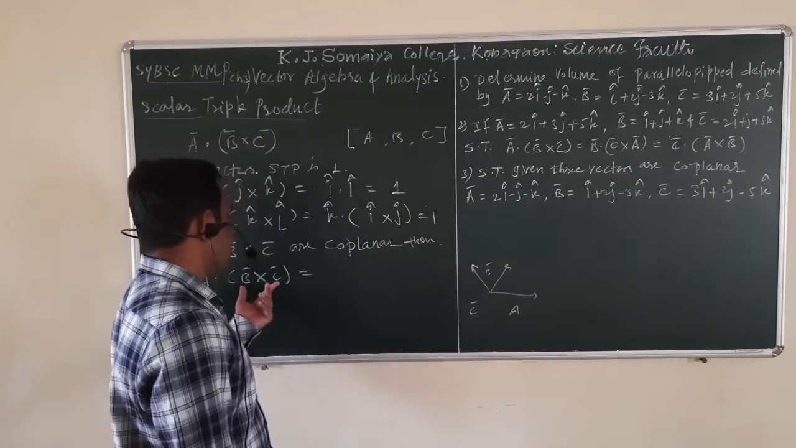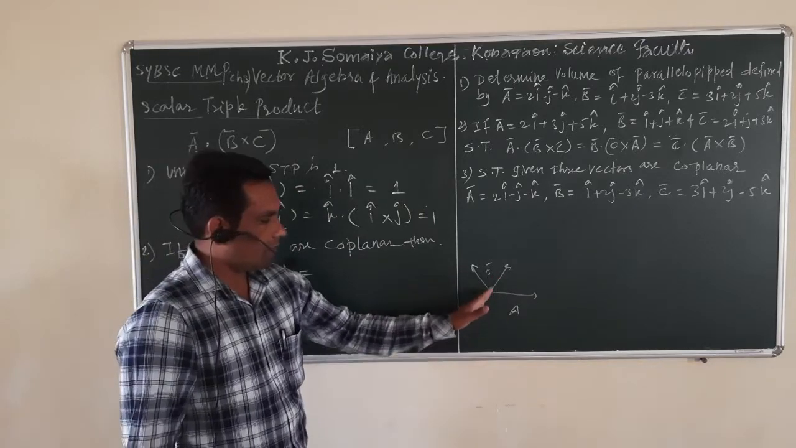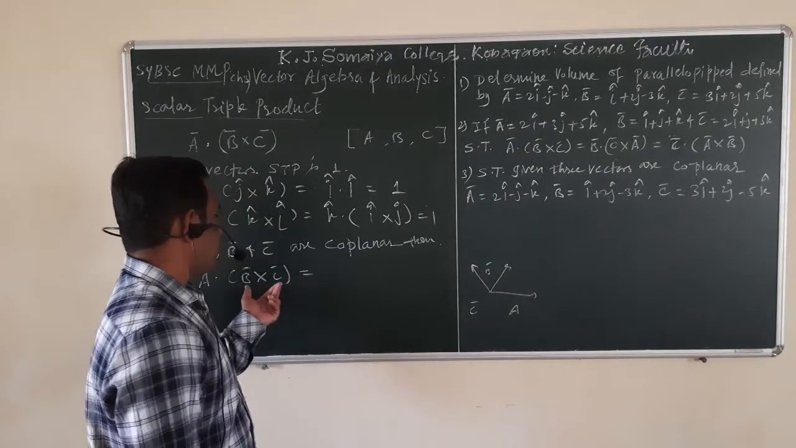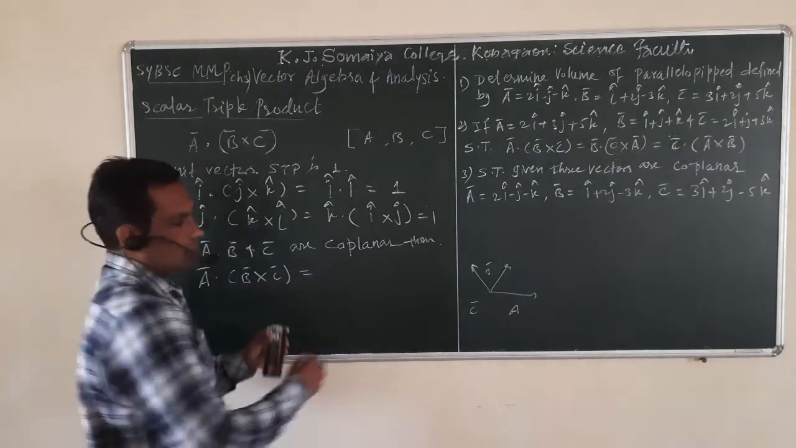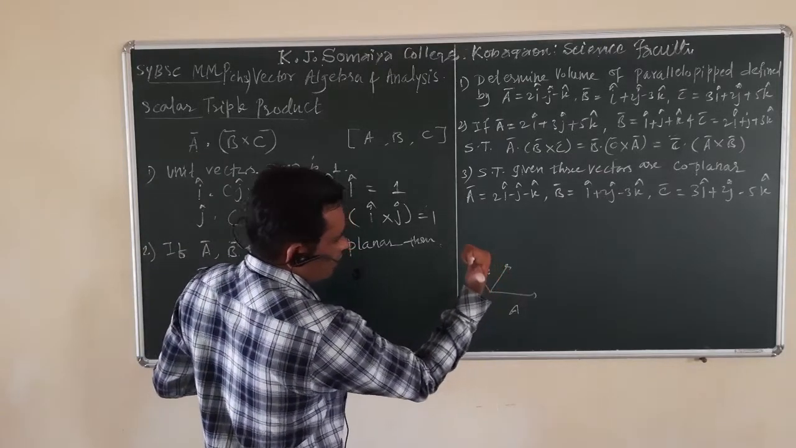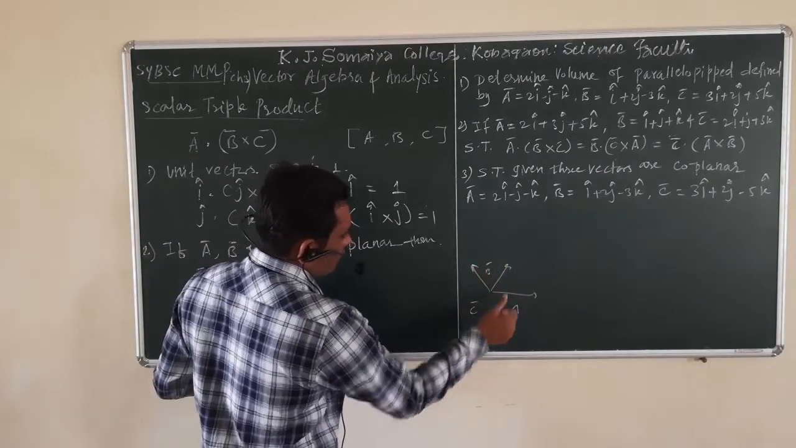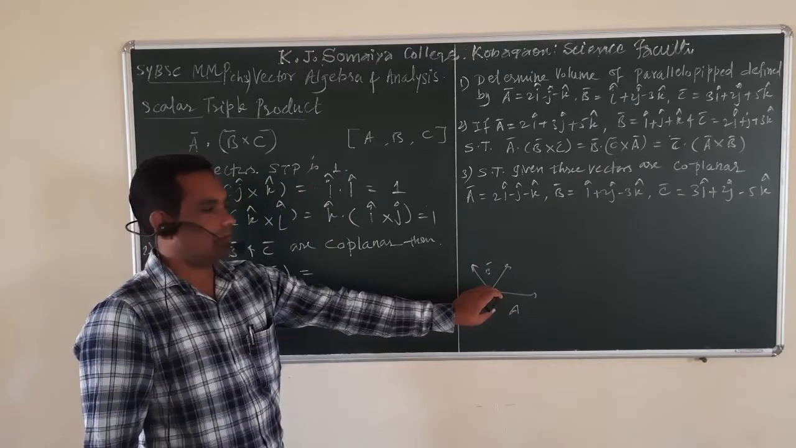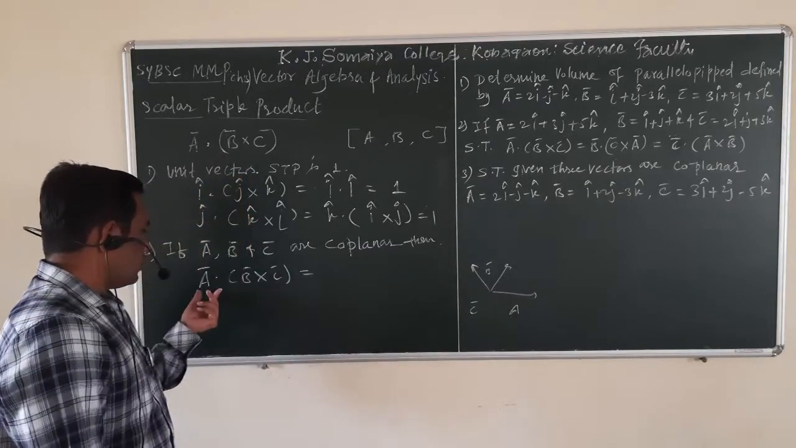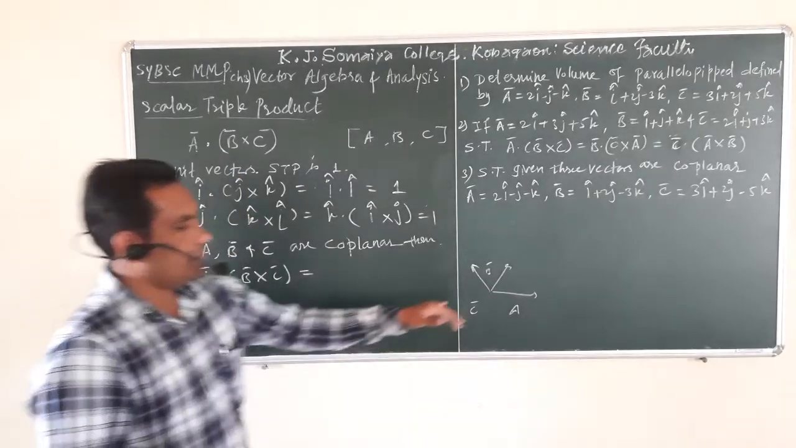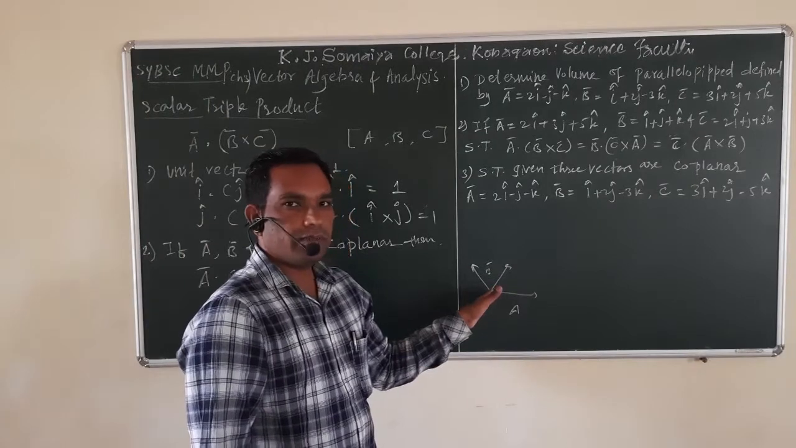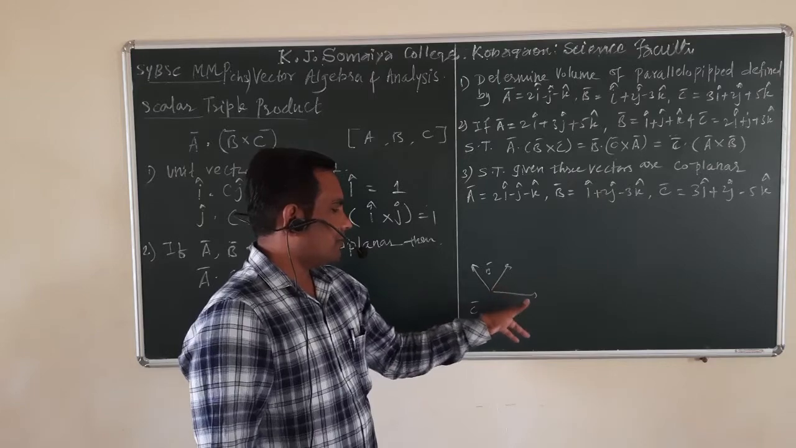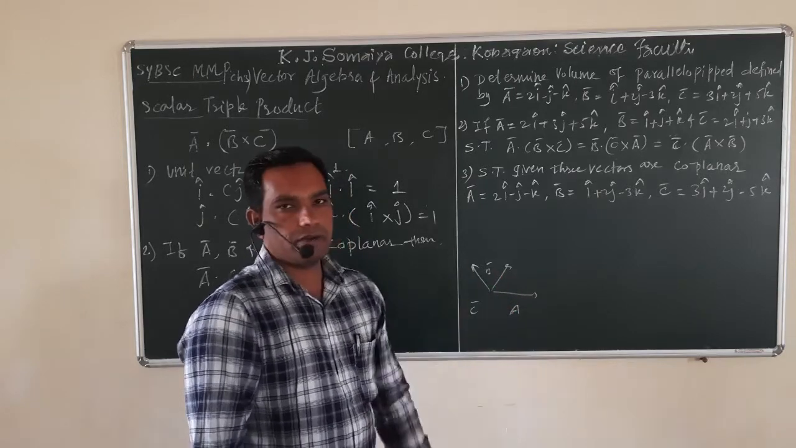If you take B cross C, okay, so we know that B cross C is the vector which is perpendicular to plane of B and C. So B cross C will be directed outward, which is perpendicular to plane of this blackboard. If you take B cross C dotted with A, now see, B cross C is perpendicular to this blackboard and you are taking dot product with vector A. In that case, vector A and B cross C are again perpendicular.